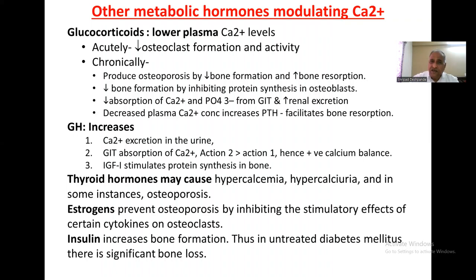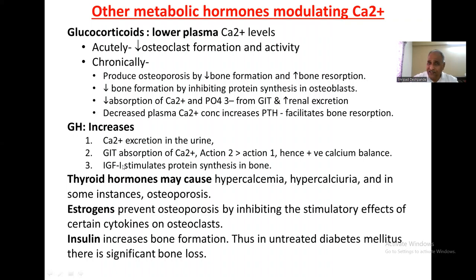The absorption of calcium is greater than the excretion of calcium in the urine. So net growth hormone produces a net positive calcium balance. Number one is the excretion in the urine, and number two is GIT absorption. Since two is greater than one, there is a positive calcium balance. Growth hormone activates insulin-like growth factor 1 and stimulates protein synthesis of bone, so that the calcium is deposited there. That is how growth hormone increases the calcium.